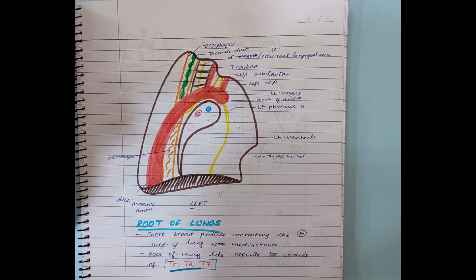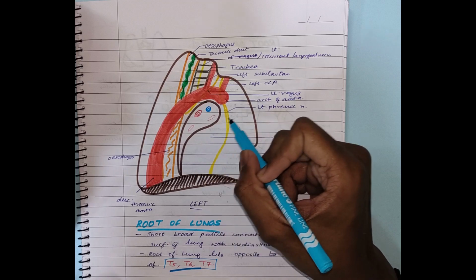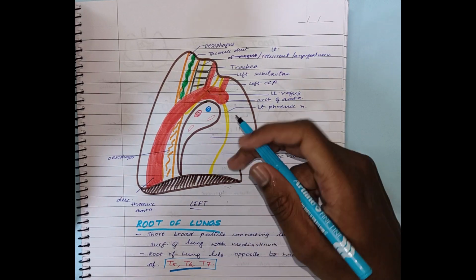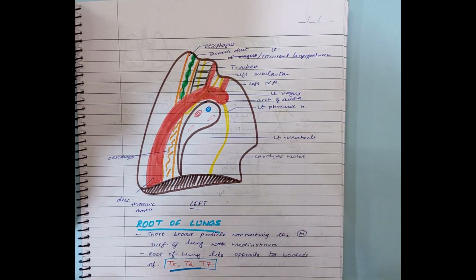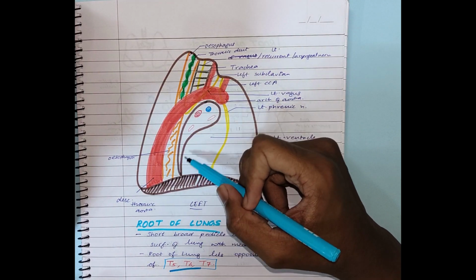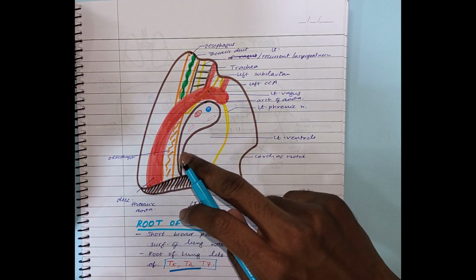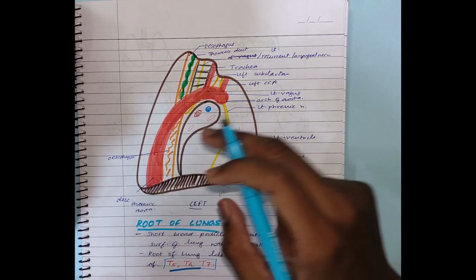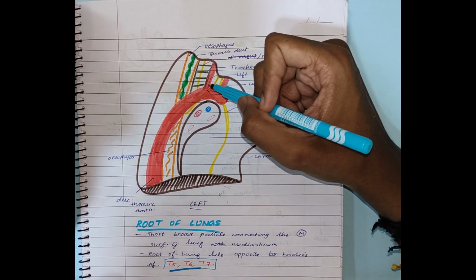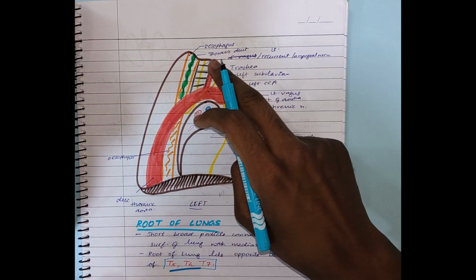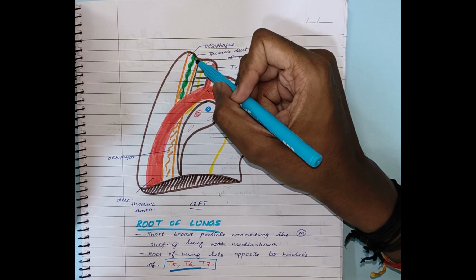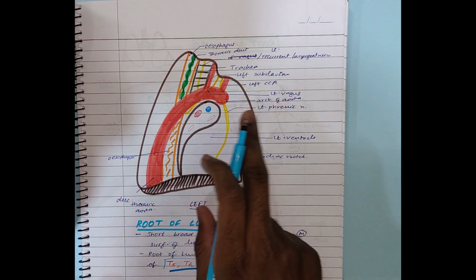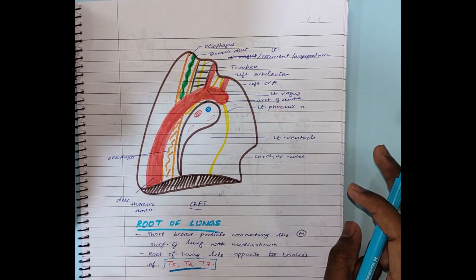Now if we talk about the left lung, first you have the impression for the left ventricle. This is where the cardiac notch exists. You have a tongue-like projection here known as the lingula. So this is the root or the hilum of the left lung. You have the arch of aorta forming an impression over the hilum of the lung, and then the descending thoracic aorta. You have the left common carotid artery, the left subclavian artery, the esophagus here, the thoracic duct here, the left recurrent laryngeal nerve here, the left vagus nerve here, and the left phrenic nerve here.